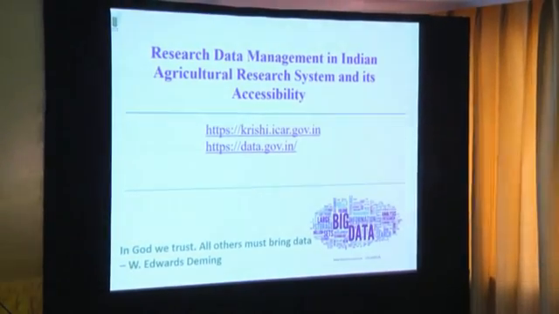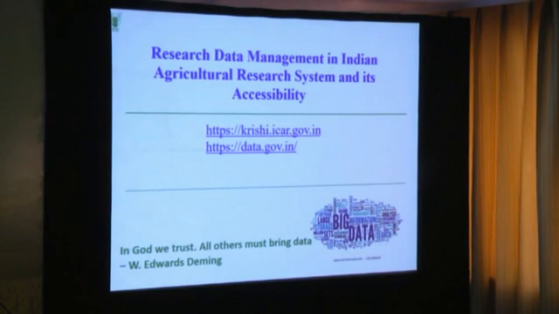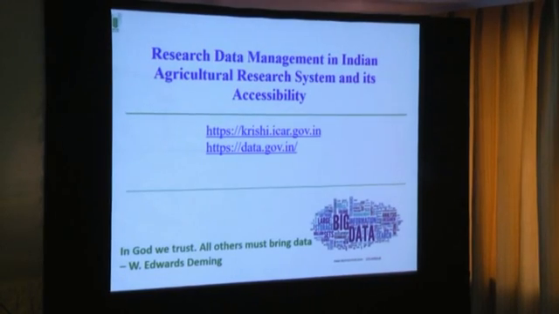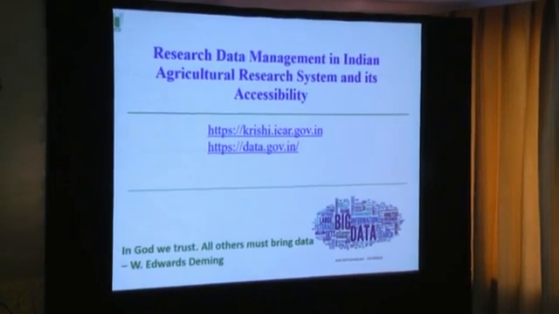And as a statistician, let me quote Edward Deming, who said, "In God we trust, for all other things we must bring the data." Therefore, data is important. We have a Government of India policy, the National Data Sharing and Accessibility Policy, which came in 2012. This policy is being implemented by our Ministry of Electronics and Information Technology, and data.gov.in is the platform where all government departments' open data is available.